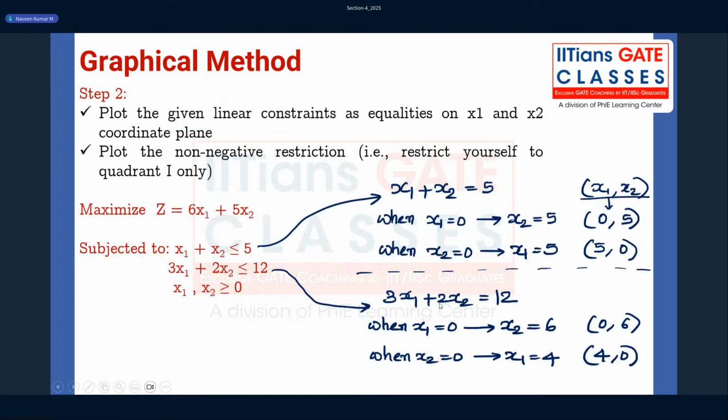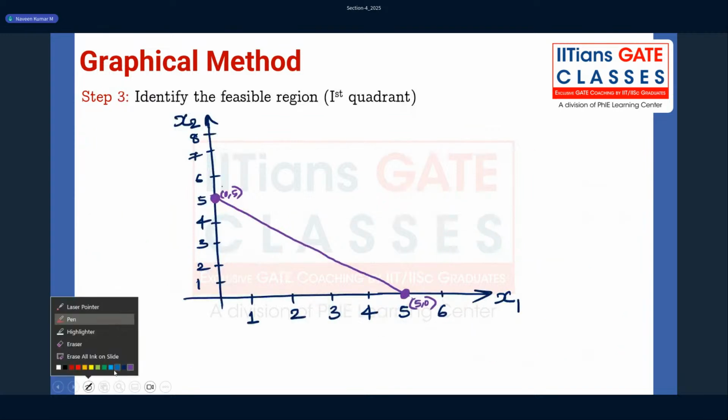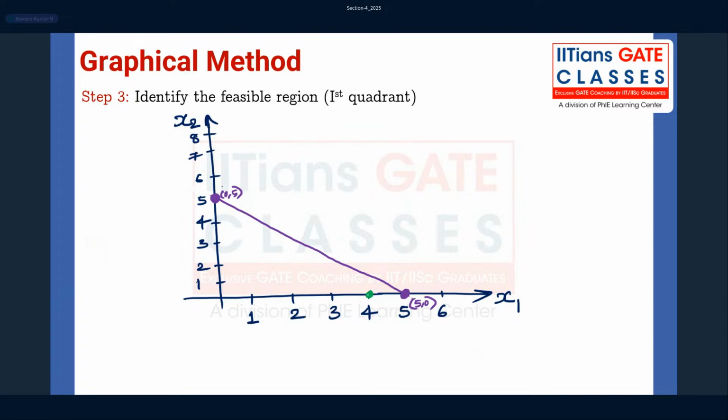And what is the other one? The other one is 3x1 plus 2x2 equal to 12, so here 0, comma 6 and 4, comma 0. So 4, comma 0. Let me take another color. 4, comma 0, and another is 0, comma 6. Draw a straight line connecting these two. Right. So this is 0, comma 6 and this is 4, comma 0.